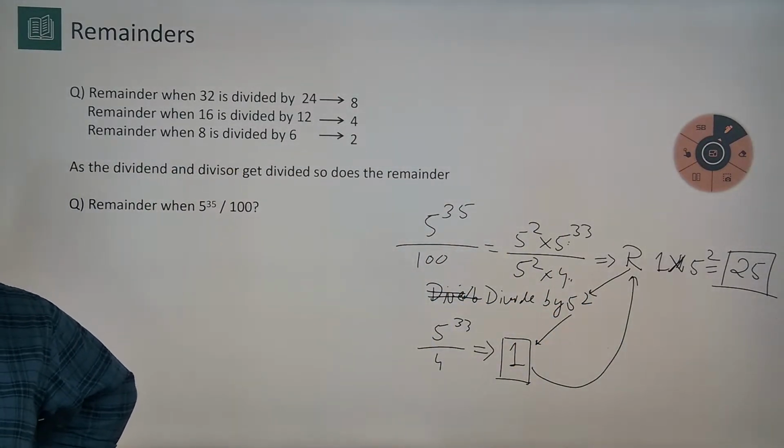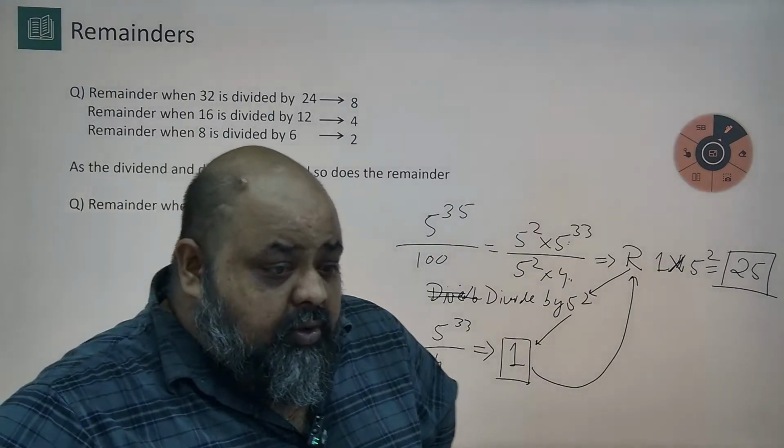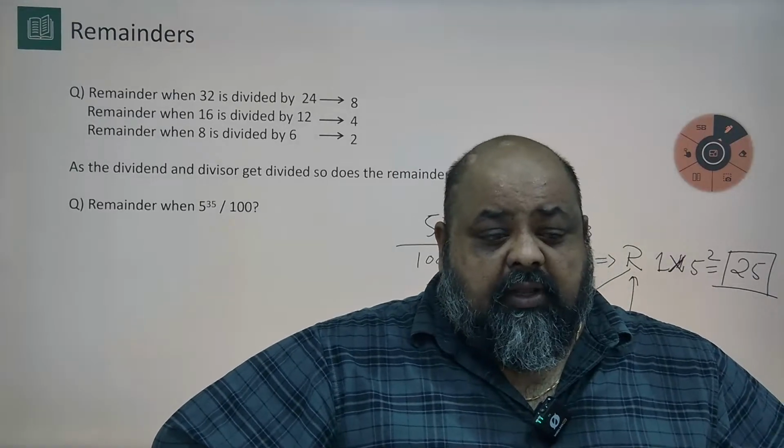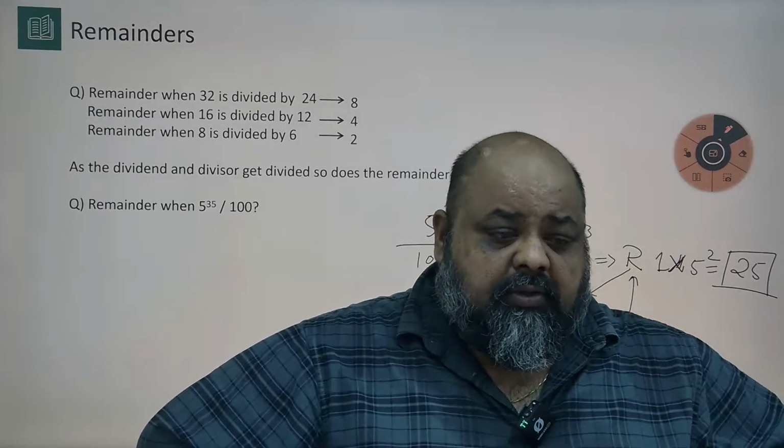So the third concept is, if there are common factors between the numerator and the denominator, this is how we'll go about finding out the remainder.